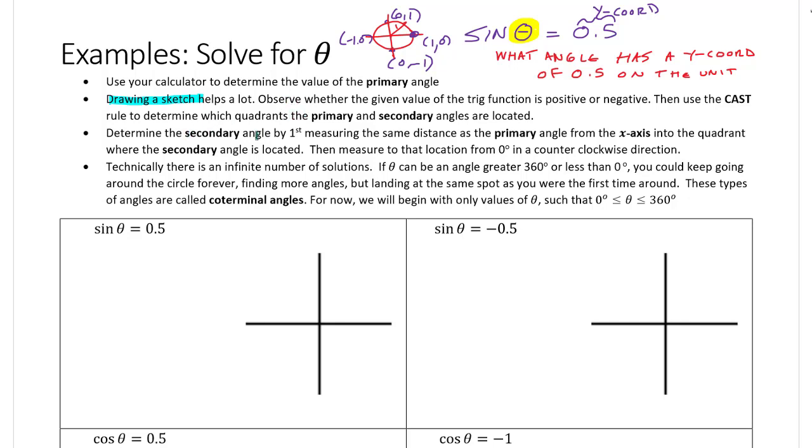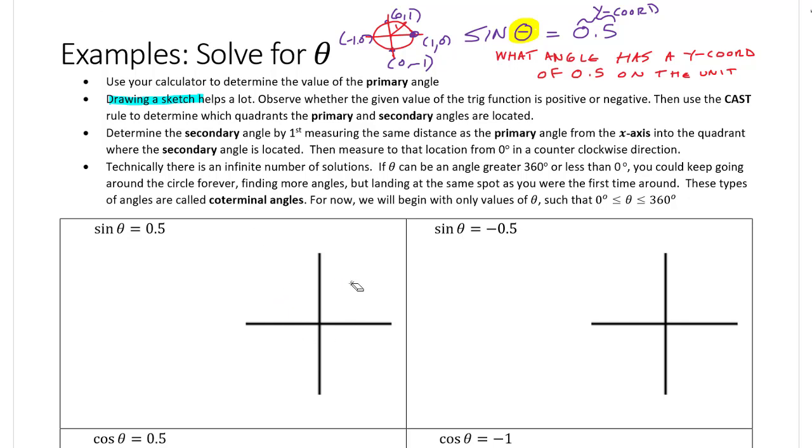We're going to determine the secondary angle. I'll show you how to do that. Now, technically, there's infinite solutions, right? Because we can keep going around and around and around, and there's positive solutions and negative solutions. Think about it, you could have a positive angle, I could be moving this way. I could go 360, I could keep going and going. So there's infinite solutions. We could also go in the negative direction, right? We could go -90 degrees, -180. We could go that way.